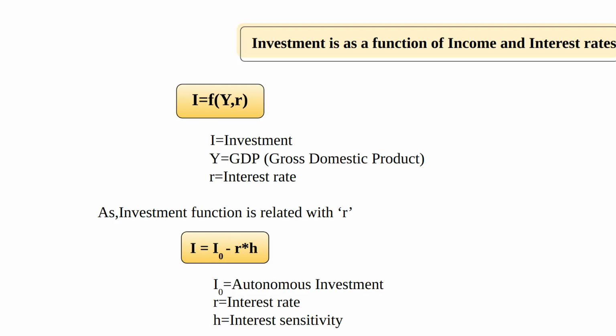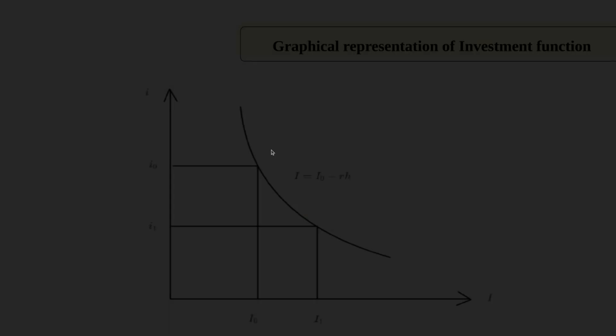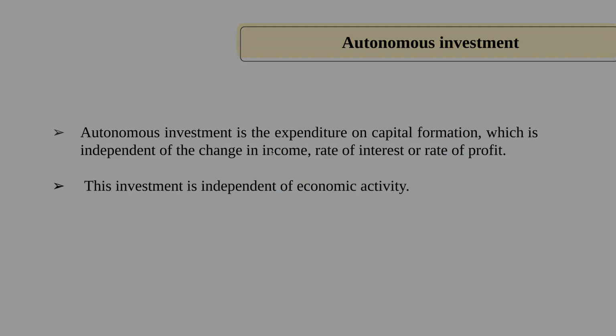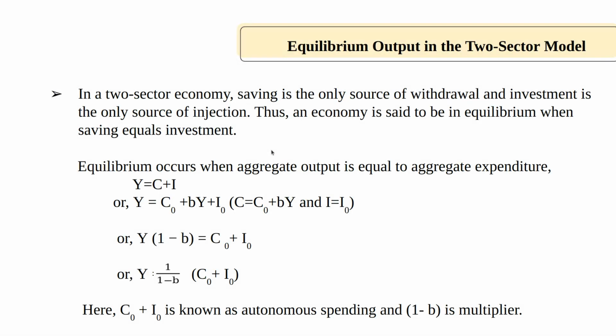Now, if I ask you, when does an economy reach equilibrium? In a two-sector model, it happens when saving is equal to investment. Already we know what autonomous investment is, and the equilibrium output of the two-sector model.